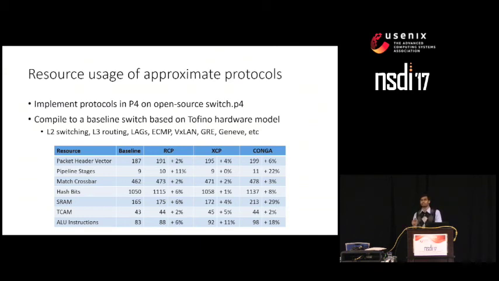And the table shows which of these resources are utilized and how much space they take, such as the packet header vector in how many bits, the SRAM, how many memory blocks we're using, and how many ALU instructions, and so on. And as you can see, most of these numbers are fairly minimal, between 5 to 10%, which is great because we can now implement a lot of these nice protocols without a lot of overhead. XCP requires a little more ALU operations because it does more per-packet computation, and CONGA requires slightly more memory because it maintains per-link utilization levels, essentially.